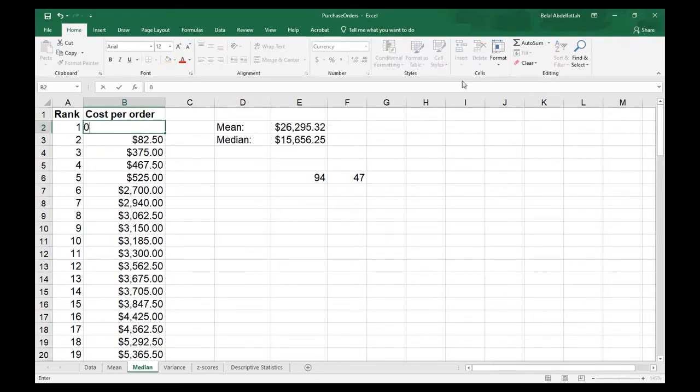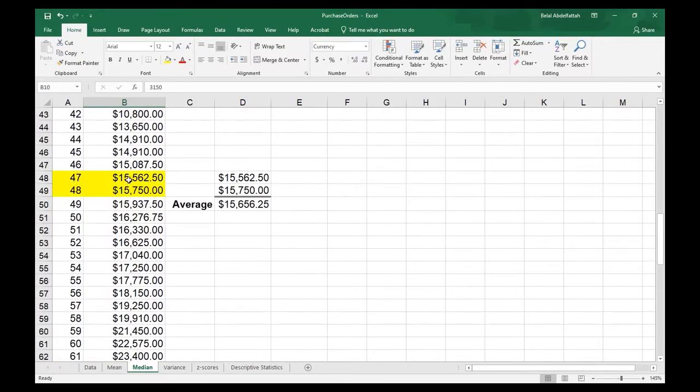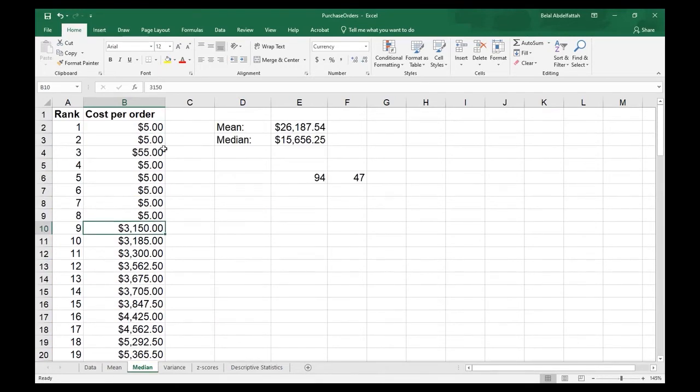Let me do a couple more. Instead of 0, let me say $5, and several ones here. Notice that every time, my mean is changing, but my median is still the same, because it's paying attention to that middle number when the data is sorted. So this is what we mean by the median being a good measure of location if you're dealing with outliers in your data.